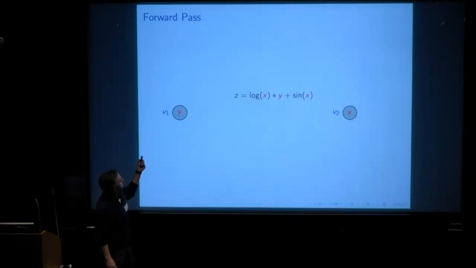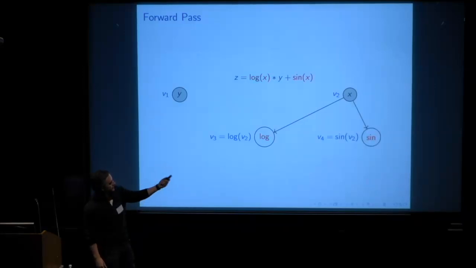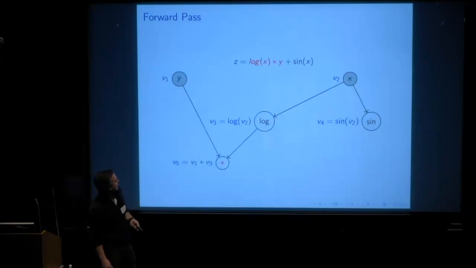Here we just do a load of x and a load of y, and that gives us v1 and v2. We do a log transform on v2. That gives us our node for v3. Same thing for sine. That gives us v4. Then we do v1 times v3 to give us our node v5.